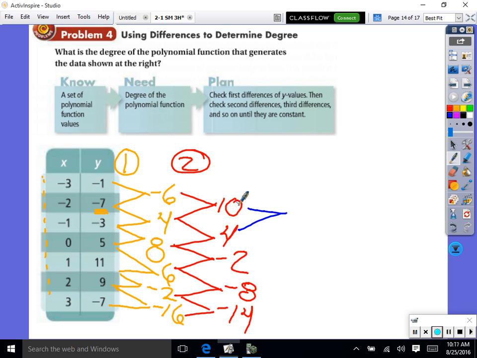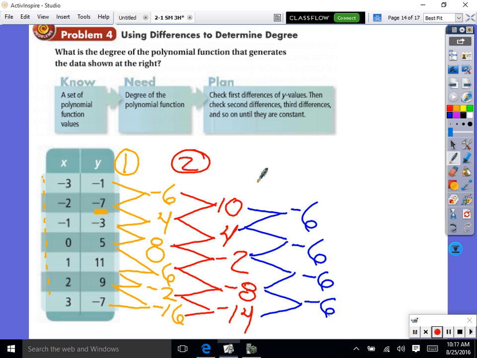4 minus 10 is -6. -2 minus 4 is -6. Guys, be really careful when you're doing this on your paper. It sucks to get it wrong and not do it right. -8 minus -2 is -6, and -14 minus -8 is -6. Do you see how we have to take differences 3 times and now they are the same? So we would say this is degree 3.